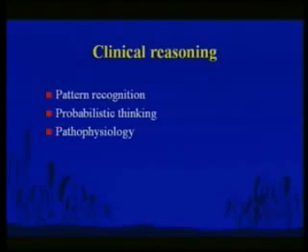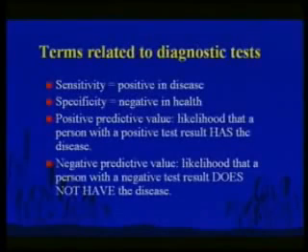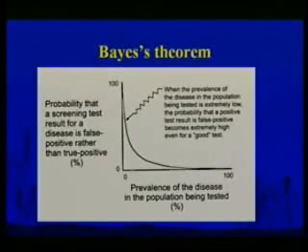We think in terms of probabilities. Optimally, we think also in terms of pathophysiology, what's going on. And we speak of sensitivity and specificity. Sensitivity briefly means positive in disease, specificity negative in health. The positive predictive value is the likelihood that a person with a positive test has the disease. The negative predictive value is the likelihood that a person with a negative test does not have the disease. And all that should be by way of review.